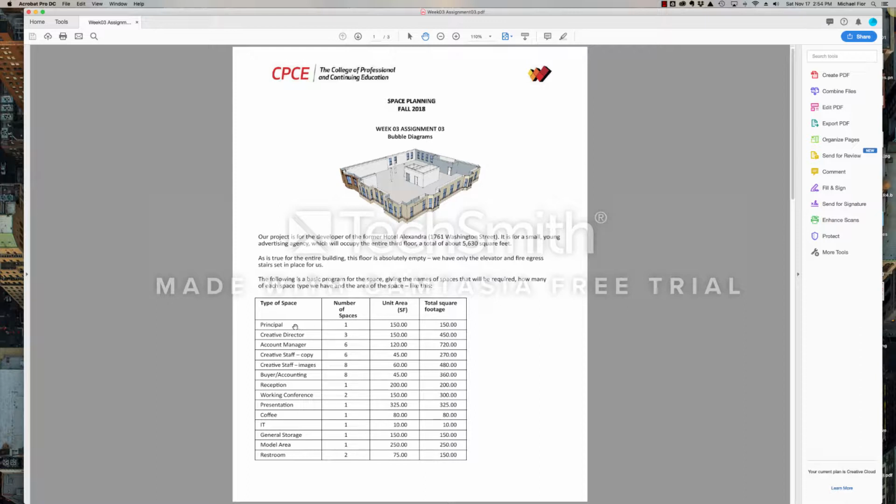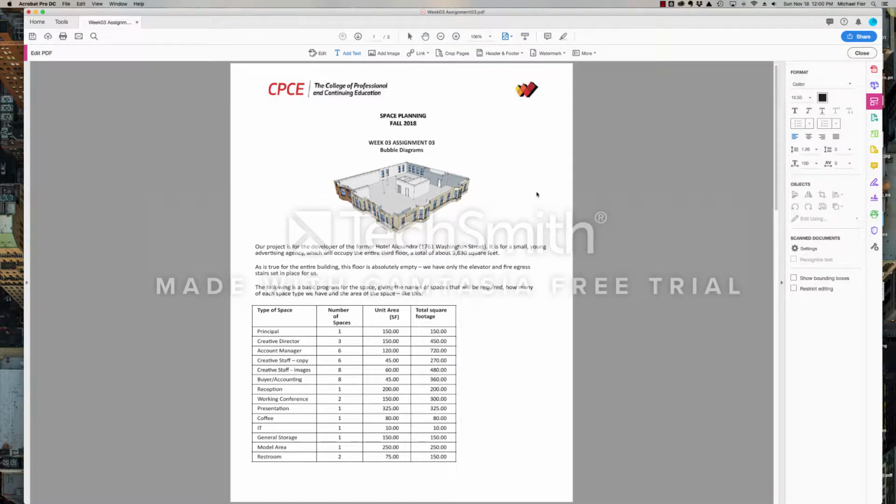Unit area. There's one principal at 150 square feet. That means I need a total of 150 square feet for that person. Creative director, there are 3 of them at 150 square feet. That means I need 450 square feet for the group of them. So, according to the information I calculated from the model, the entire third floor, and in our case, fourth floor, is about 5,630 square feet. That's exclusive of the fire stairs back here, over here, and the elevator core. So that's just the space in which we can put office space.